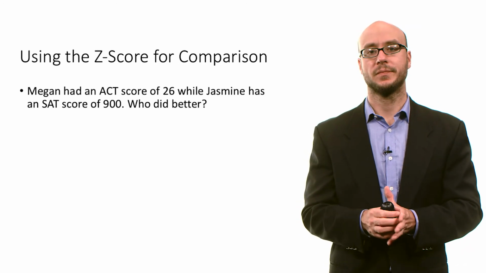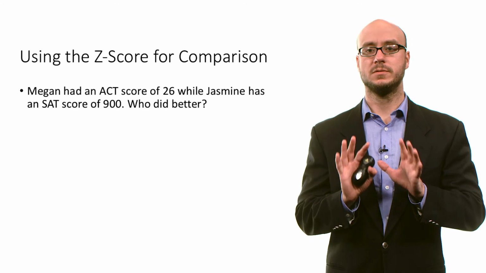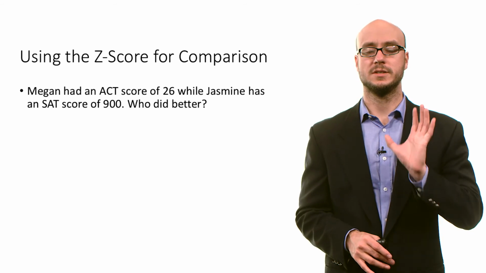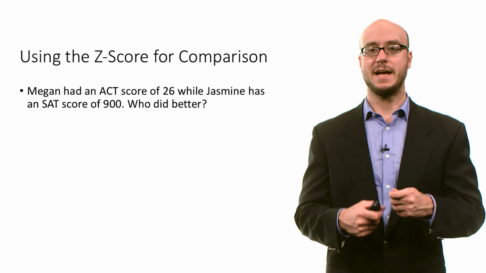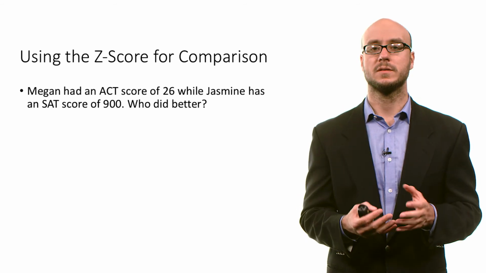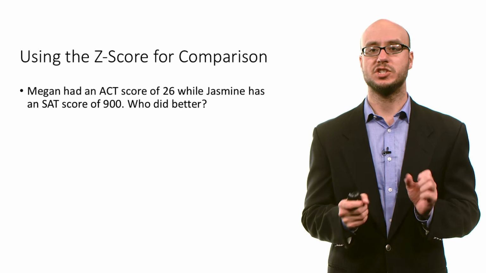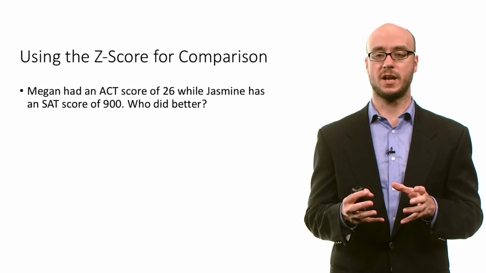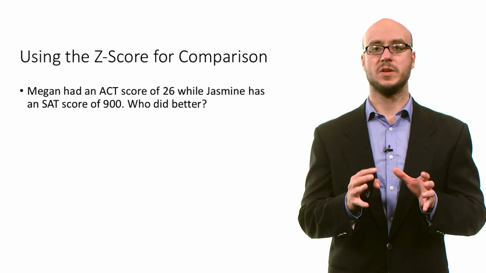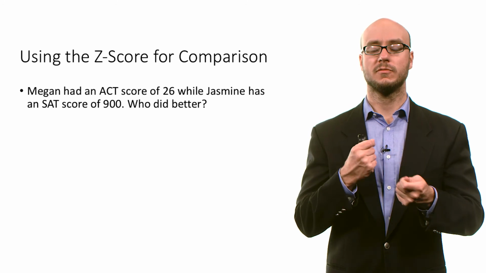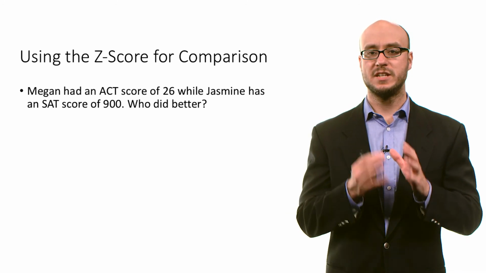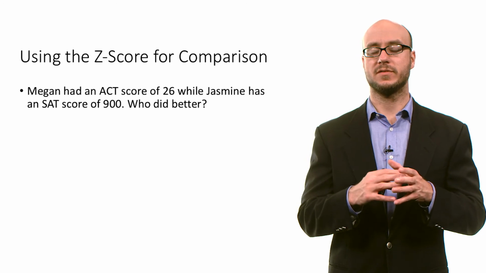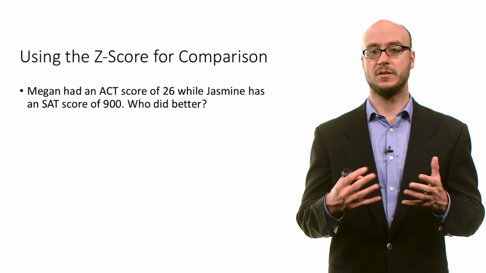So here's an example. Suppose we have two students. One student is Megan, another student is Jasmine. Megan has an ACT score of 26, and Jasmine has an SAT score of 900. Now, if you're not from the United States, these are two standardized tests. They have different means and different scales, different standard deviations.